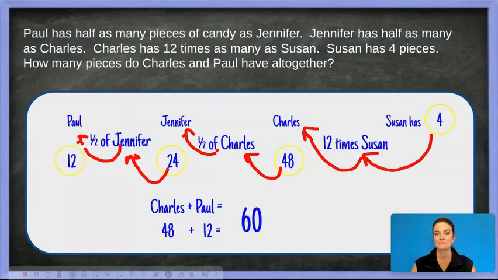60. Pretty simple, right? Again, what we noticed is it went through a series of people, and we knew what the last person in the series had, and we moved backwards from there, okay? All right, let's move on.